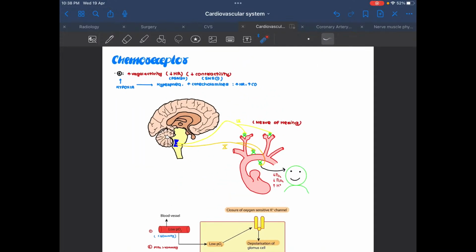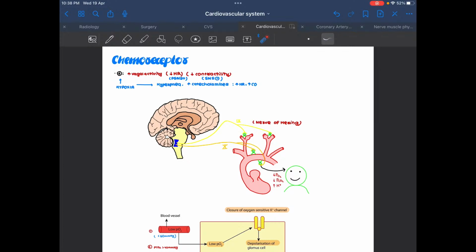So the next reflex I have for you is your chemoreceptors. Now usually we study chemoreceptors in the regulation of respiration. Here I'm going to study only the effect of the chemoreceptors on your cardiovascular system. We're not going to discuss the central chemoreceptors and all of that. Okay? So whenever the chemoreceptors are stimulated, just remember it's going to increase the vagal activity. That's it. So the heart rate will decrease and the contractility will also decrease.